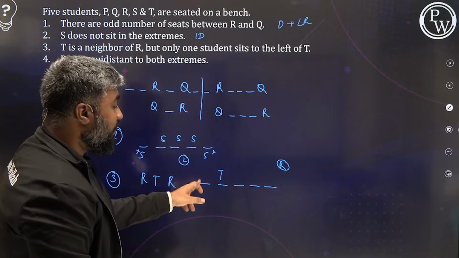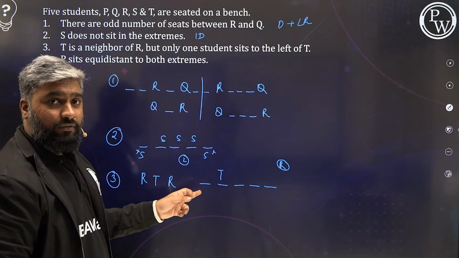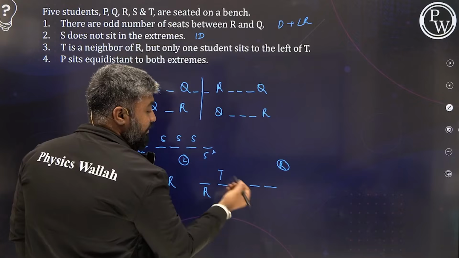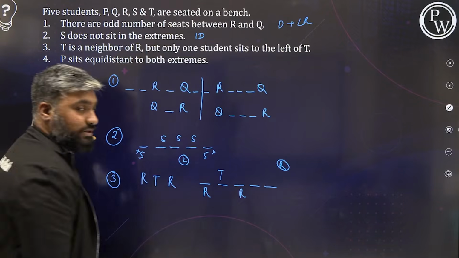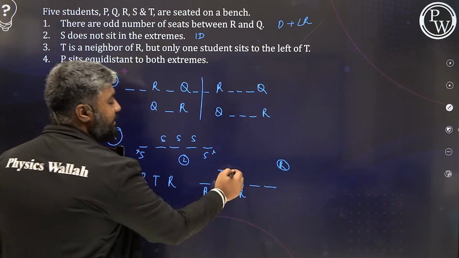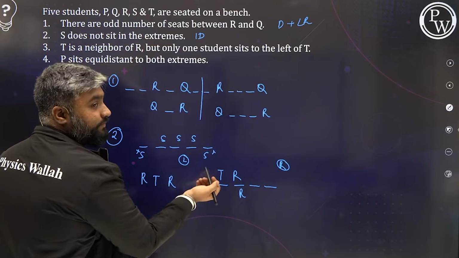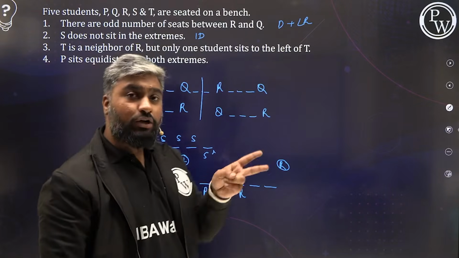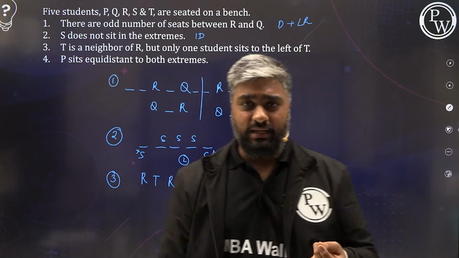Now they're saying only one student sits to the left of T, but who is that student? Could it be R? Possible. But could R also be here? Possible. Yes. If R is here, then someone else would come here. Again, we are getting what? 2 cases. So that may not be the first thing that you start with.